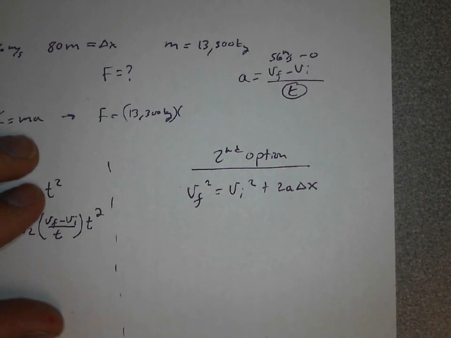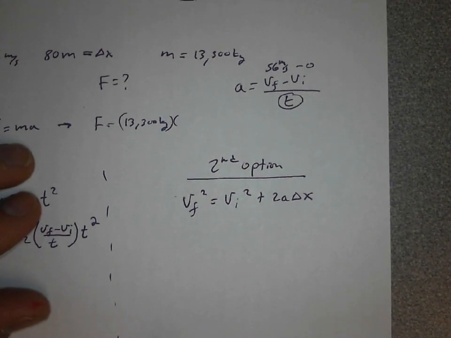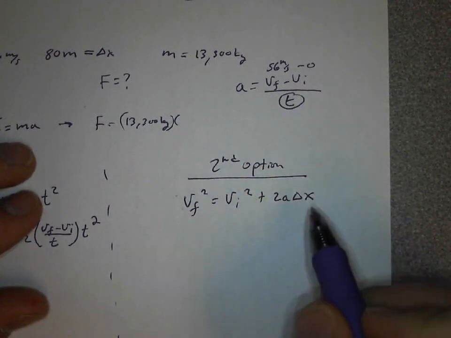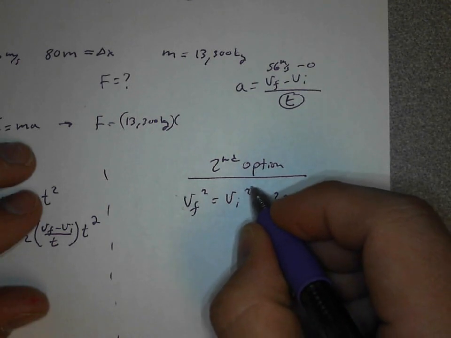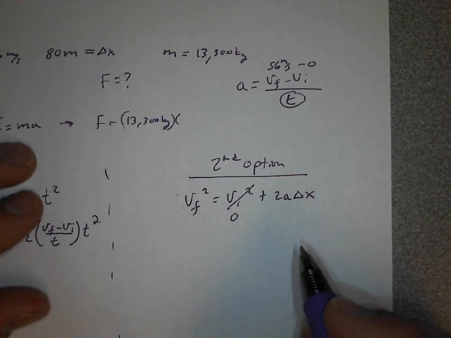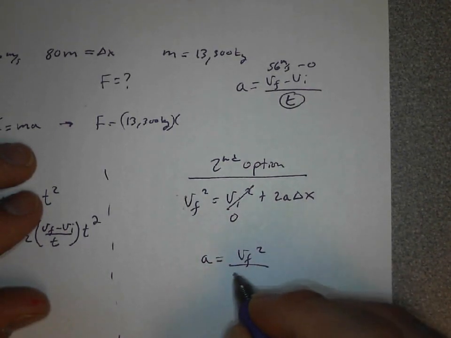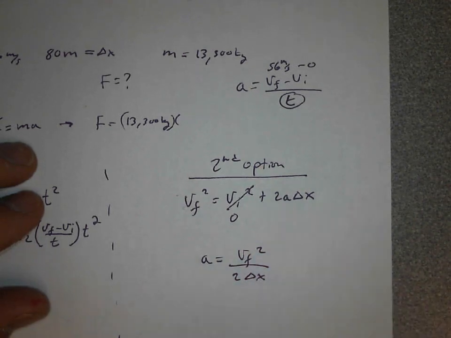Okay, and that would be this equation. All right, we've used it before, primarily because we don't have time for some problems. And so, in this case, we look at this, and my v initial here is 0. Okay, and I'm going to solve for a. So a is equal to vf squared divided by 2 delta x.